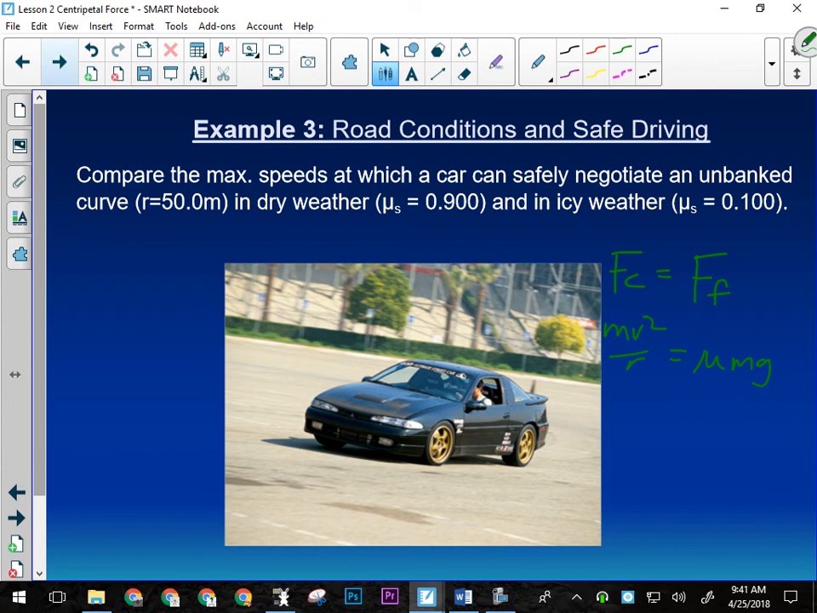So I want to get speed by itself. So what do I have to do with R? I'm dividing by R. If I want to move it, I should multiply. All right, so I'm going to multiply both sides by R. And then what do I have to do with M? Divide. Well, actually, there's an M on both sides. What will happen to them? They'll cancel. Right. And this is actually kind of important.